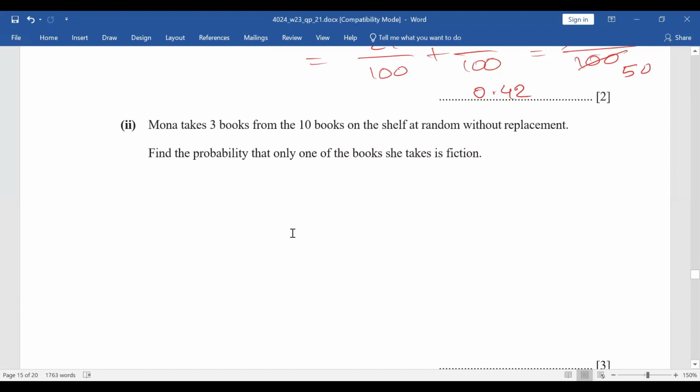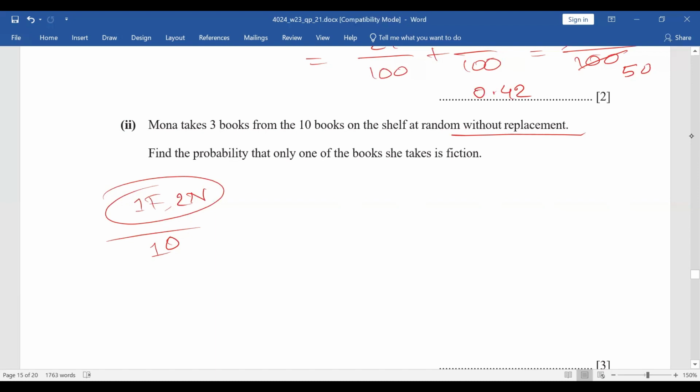Mona takes 3 books from the 10 books on the shelf at random without replacement. So this problem deals with without replacement. Find the probability that only one of the books she takes is fiction. That is 1 fiction and 2 non-fiction, out of 10 books.